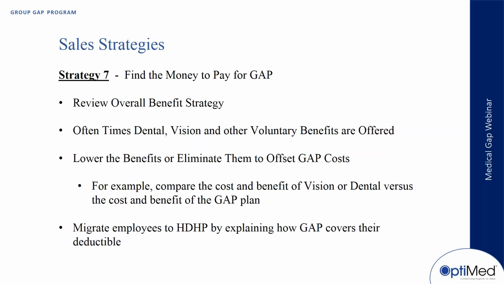Me as an employee, I would look at that in a very favorable fashion, because dental and vision programs aren't that expensive normally. They're usually cheaper. So if you have an employer group that's paying for those things, why not shift that contribution into the GAP and away from the dental and vision? So there are different ways to find the money, but really what you're trying to find is the spread.